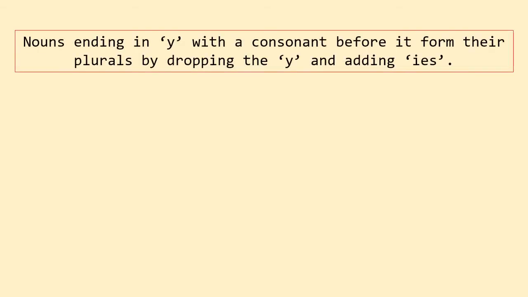Let's see what comes under rule number 3. Nouns ending in y with a consonant before it form their plurals by dropping the y and adding ies. You have to see if y is given and the second last letter is a consonant or a vowel. If it is a consonant, then you will write ies in place of y. If it is not a consonant, it is a vowel, then you will simply write s with the singular nouns.